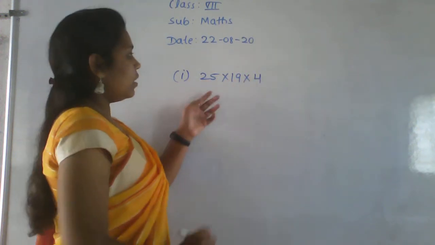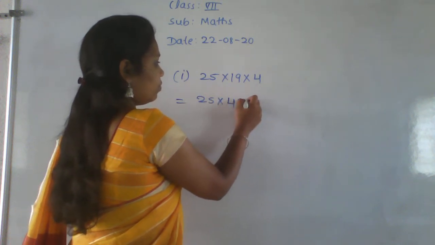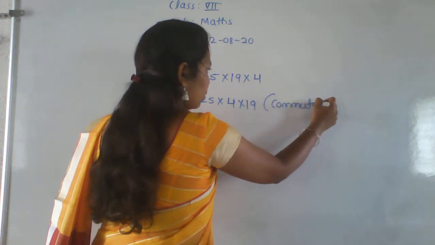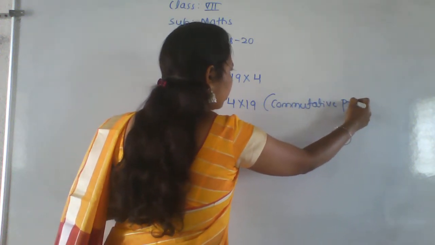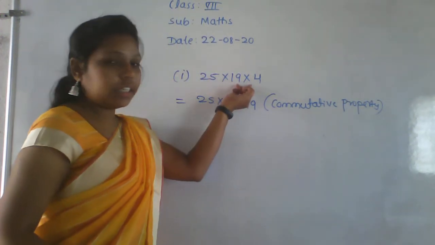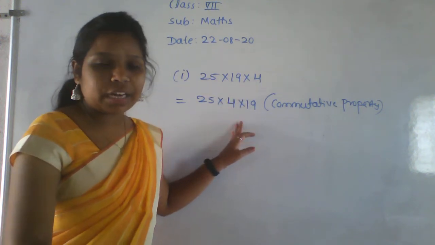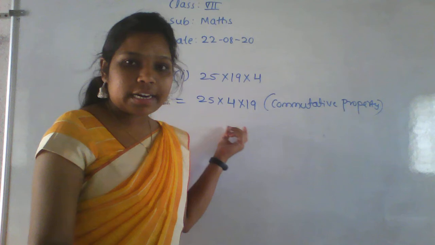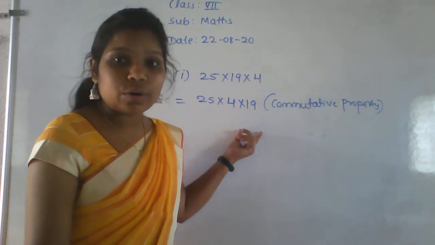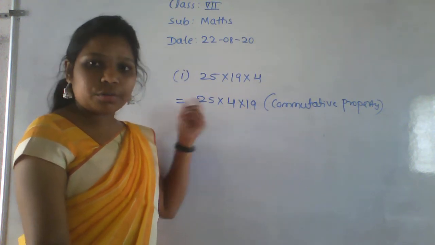Here I just use the commutative property. Okay, I am just exchanging these two. 19 into 4 is there, so I am writing here 4 into 19, because 25 4s are easy to multiply. That's why I am using a commutative property here. So use the commutative property here, that is 4 into 19.